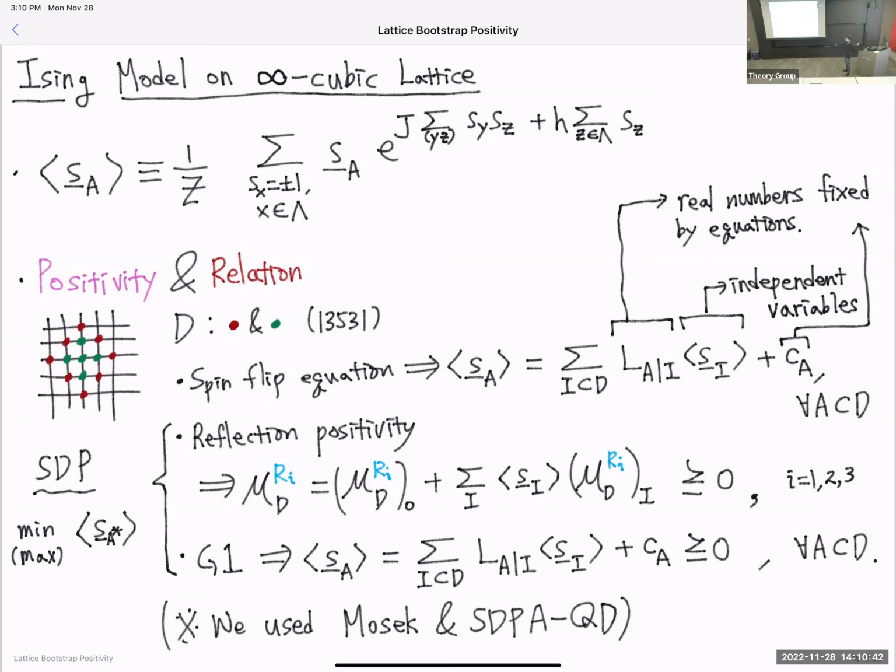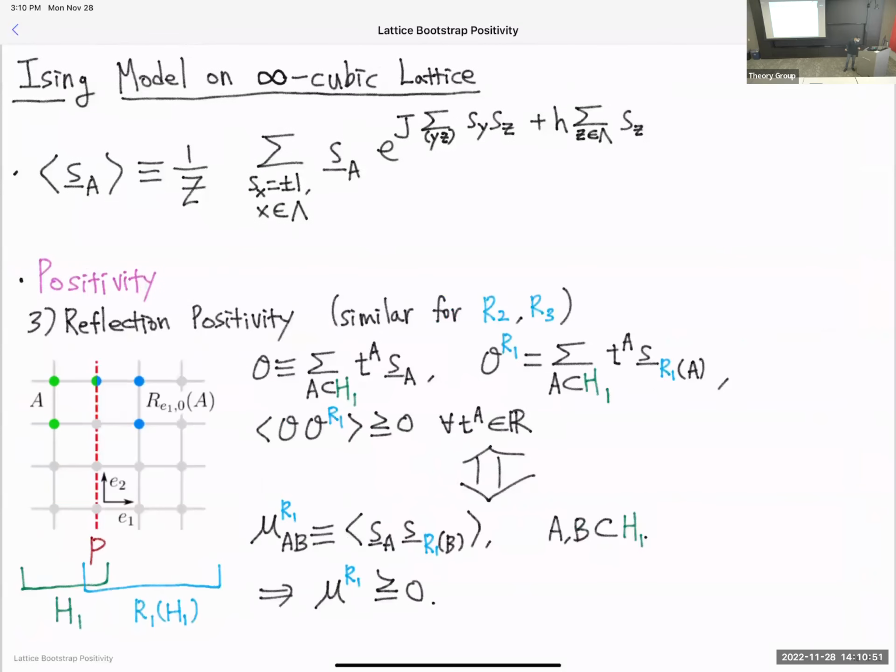And we have reflection positivity. There are, again, 3 reflections. This positivity can be written equivalently as positivity of the following matrix. Here the matrix carries indices which are now subsets in the half space. The matrix element takes this half space configuration times the half space configuration reflected. And this matrix must be positive semidefinite.